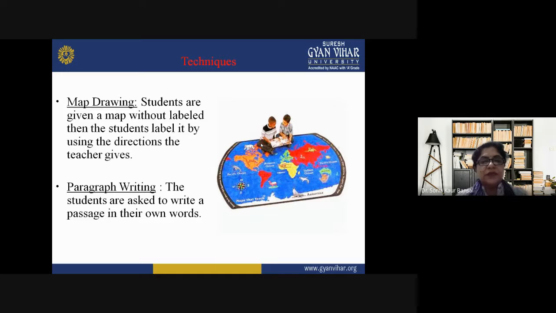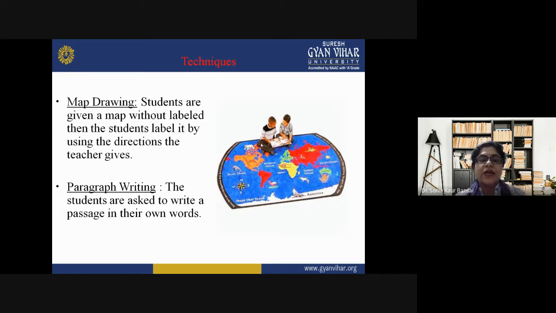Now, the next technique is map drawing. In map drawing, students are given a map without labels, then the students label it by using the directions the teacher gives. So the diagrams are being drawn by the students and have to be labeled. And if they are drawing any map, then it has to be labeled properly, physically, geographically, whatever is the purpose, the teacher must clarify that.